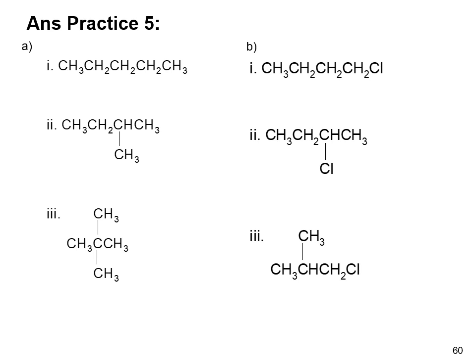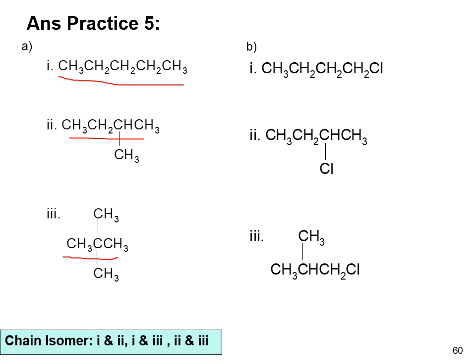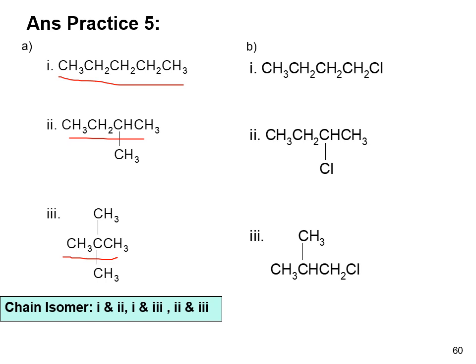Yeah, these are the answers for question A. With straight chain 5 carbon, straight chain 4 carbon, straight chain 3 carbon. Quite similar to the example that we discussed just now. So among these 3, okay, we already drew the structural formula. So now we need to identify the type of isomer. So there are chain isomers.